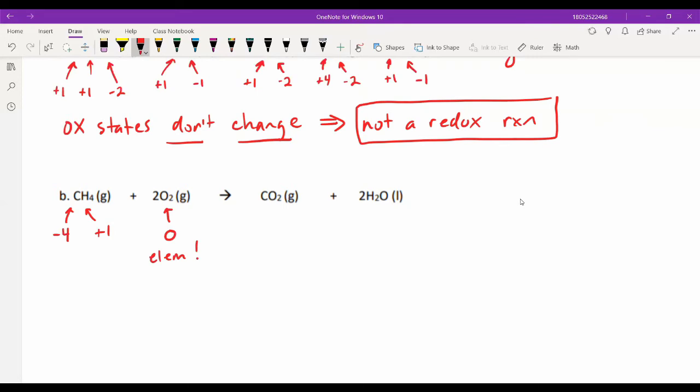Okay, so CO2, we can do oxygen here is -2, and then carbon would be +4, and then good old water, seen it before, pretty much the same, +1, -2. Okay, so do the oxidation states change? Well, if you look at the first element in the reactant, carbon, -4, in the products, +4, it's changing. When you find something that's changing, this indicates it is a redox reaction.